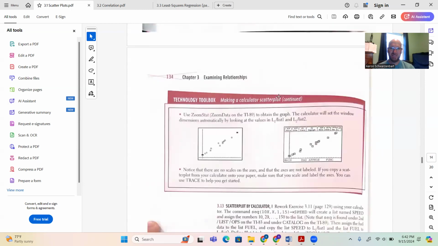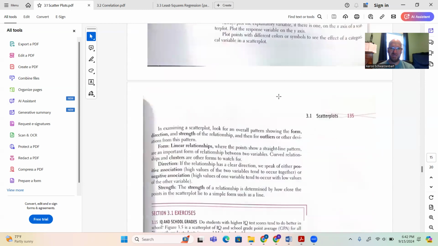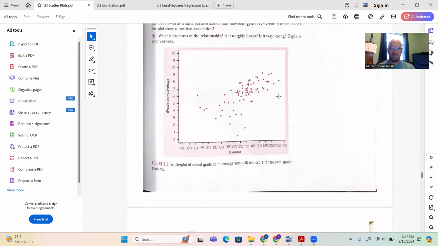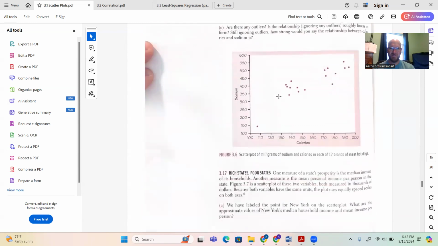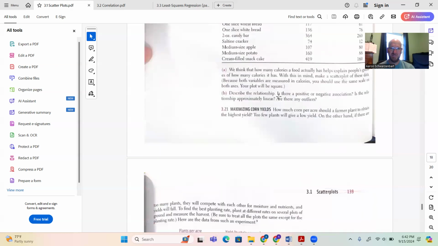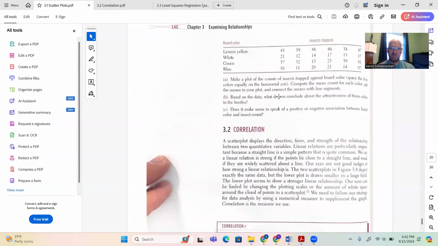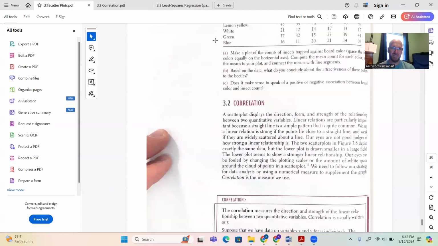Okay, you know how to make scatter plots on your calculator. I've taught all of you that in pre-calc and probably before that too. So I believe that is the end of 3.1. Now we're going to start correlation.